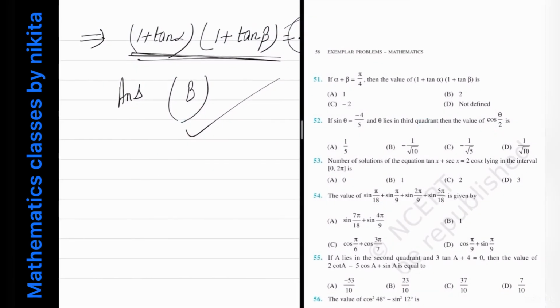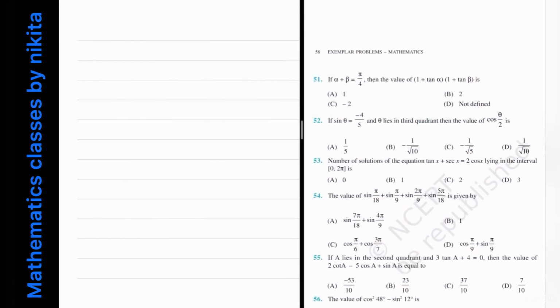Okay? Now let's see question number 52. Question number 52 says that if sin theta is equal to minus 4 by 5 and theta lies in the third quadrant, then the value of cos theta by 2 is. And the four options are 1 by 5, minus 1 by root 10, minus 1 by root 5 and 1 by root 10.